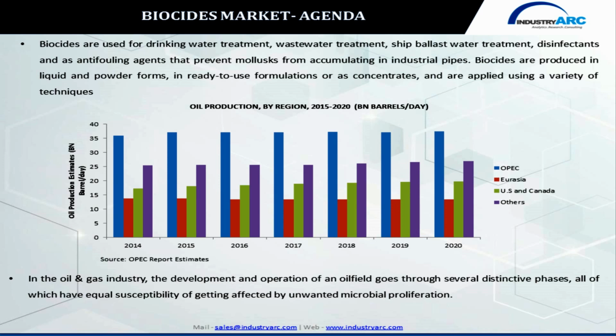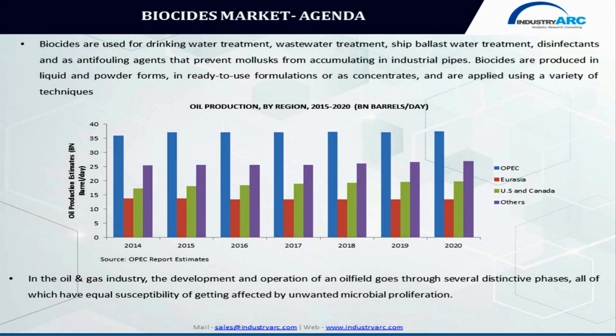In the oil and gas industry, the development and operation of an oil field goes through several distinctive phases, all of which have equal susceptibility of getting affected by unwanted microbial proliferation. This is the reason why there is a growing and mounting demand for biocides in the near future for drilling or even the production of oil. With the growing production of oil in OPEC, Eurasia, US and Canada, there is an emerging trend for the increasing growth of biocides.